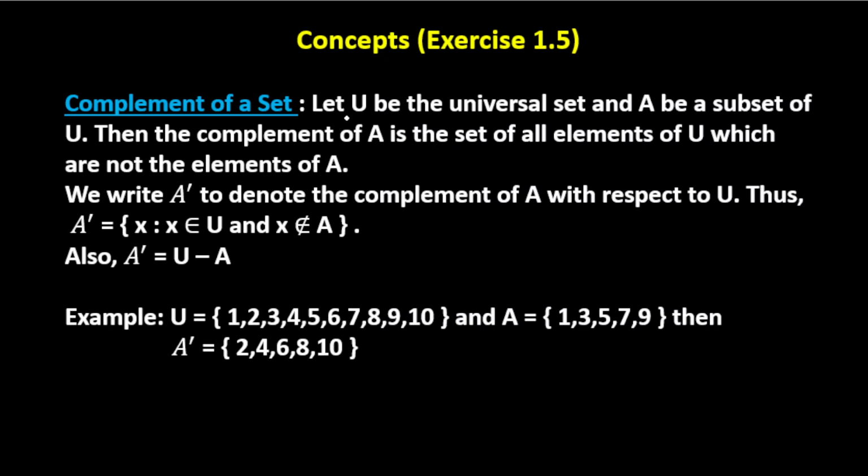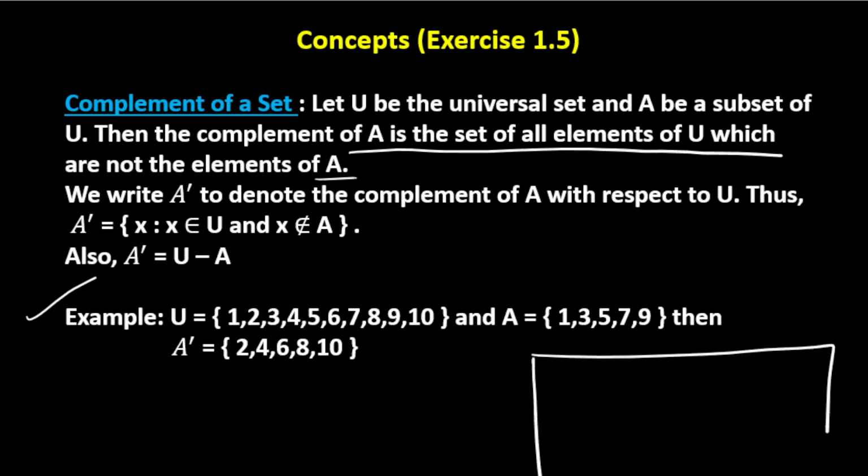Complement of a set. Let U be a universal set and A be a subset of U. Then complement of A is the set of all elements of U which are not the elements of A. So let us understand this with the help of this example and also with the help of a Venn diagram. First of all, I'll explain with the help of a Venn diagram. Suppose this rectangle is a universal set and here I have its subset A.